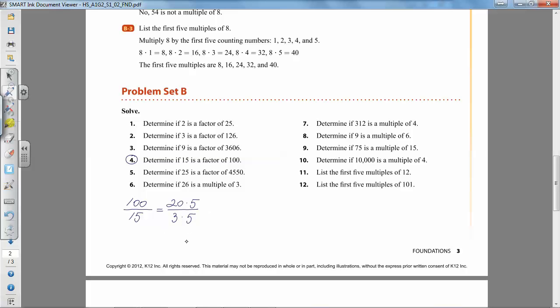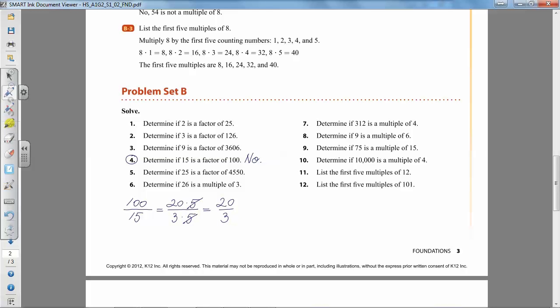It will be easier to reduce my fraction, because now 5 and 5 are canceling out, right? So basically, the question is: is 3 a factor of 20? What do you think? Does 3 go evenly into 20? No, right? So the answer here will be no, because after you simplify 100 over 15, you actually get 20 over 3, which will not divide evenly. 15 is definitely not a factor of 100, and we are moving on.